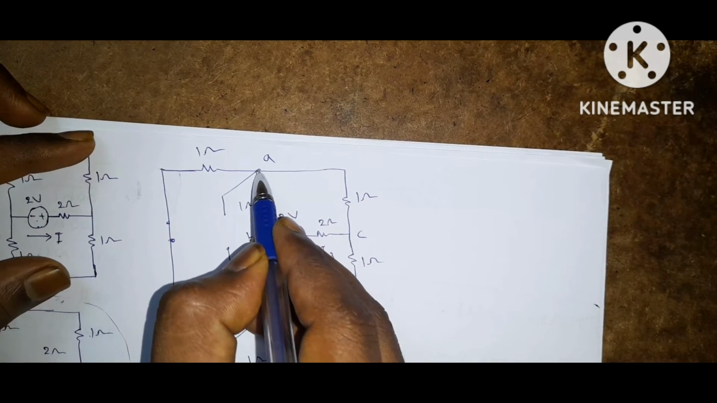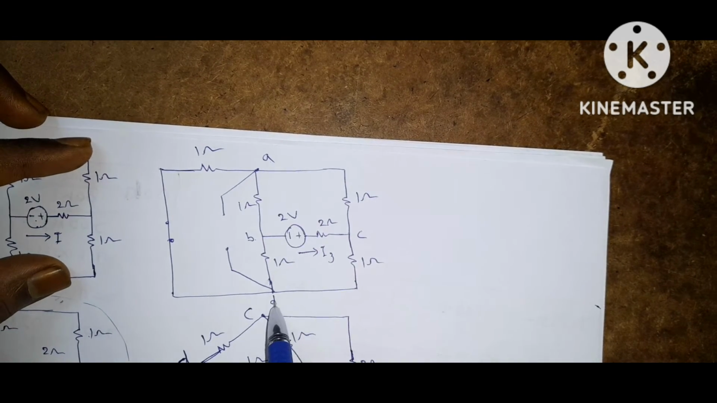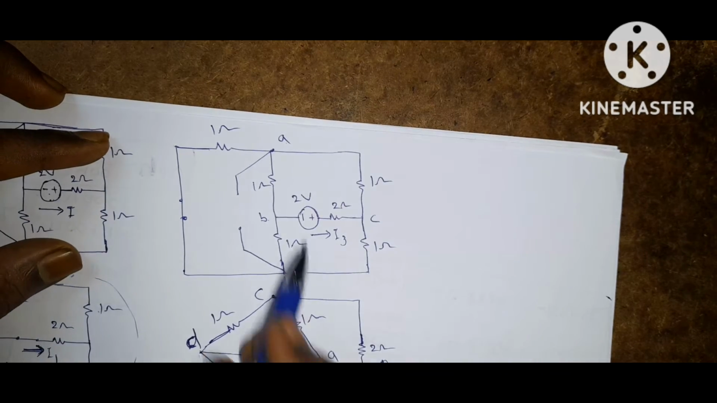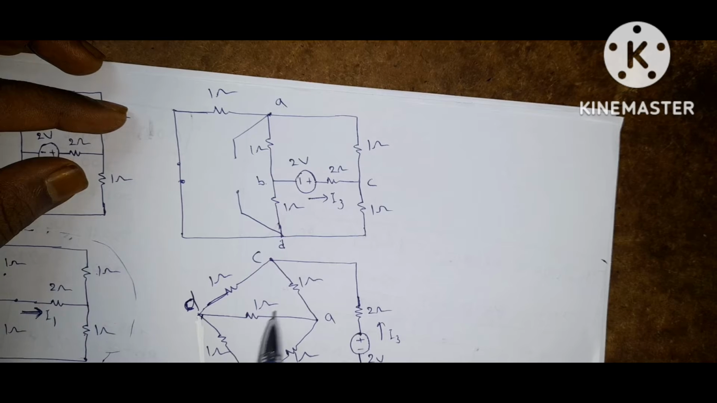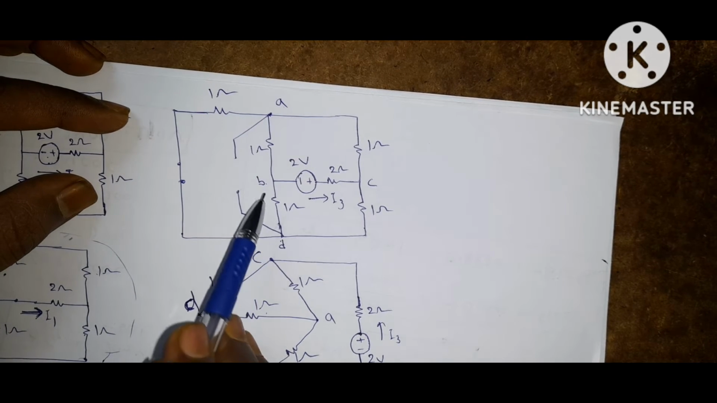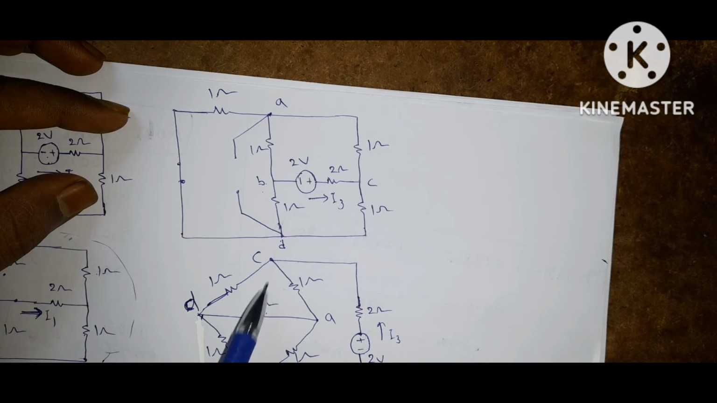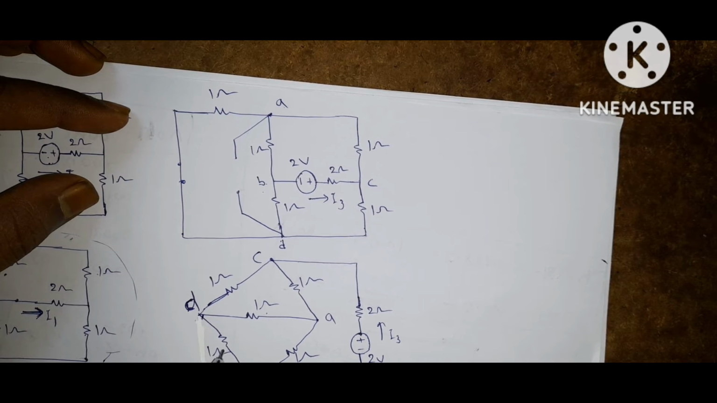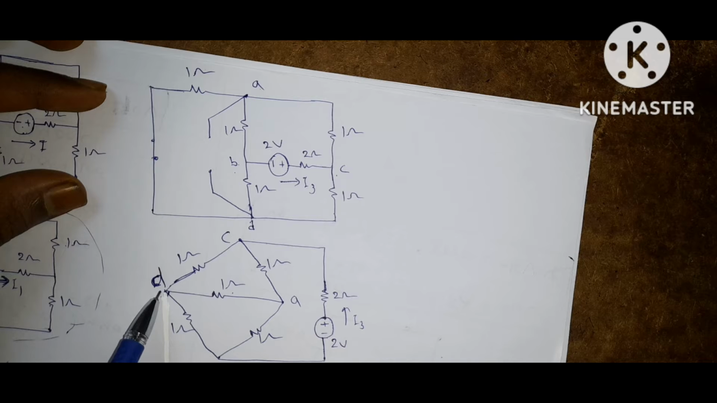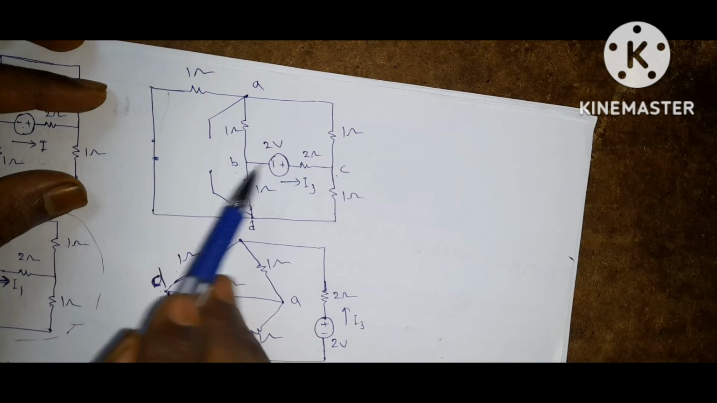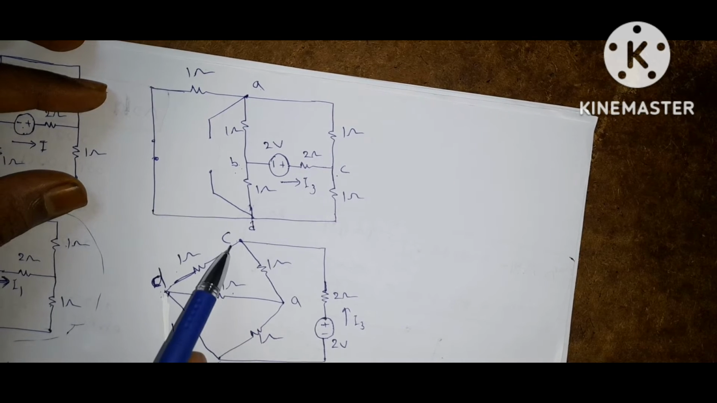Mention the node points A, B, C, D. Between A and D, there is a 1 ohm resistor. Now B, D, a 1 ohm resistor. So this is B, this is D, a 1 ohm resistor. D to C, this is D, this is C, there is a 1 ohm resistor. Next B to C, this is B, this is C.